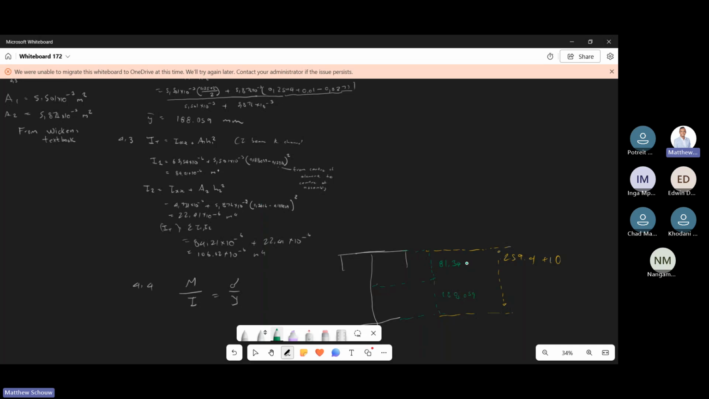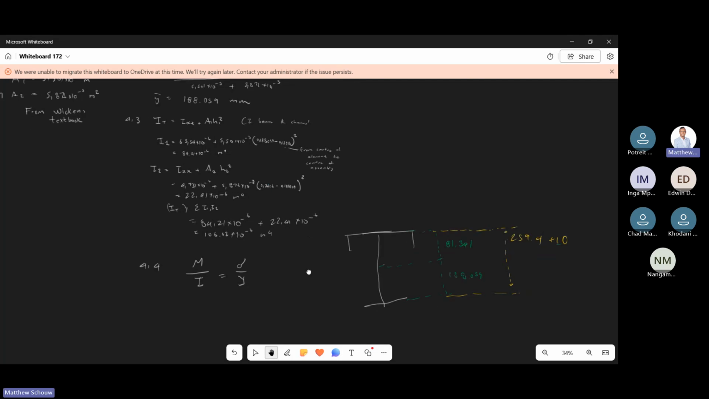Your channel thickness is 10 millimetres. What's the problem? If you add these two, you should get the total height of 269. Am I missing something here? Do you guys get the 269? If you add these two, you should get the total height. What is the problem? Okay, anyway.